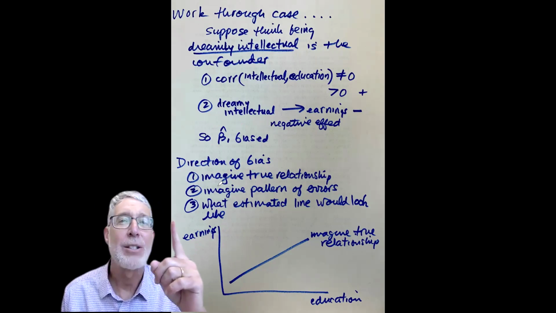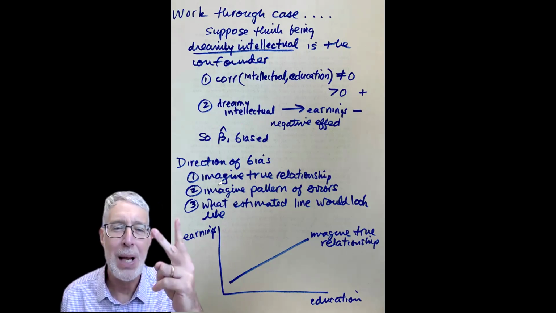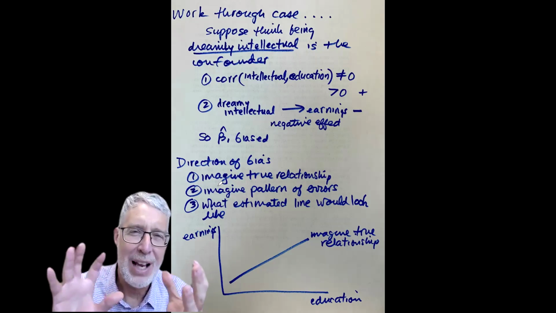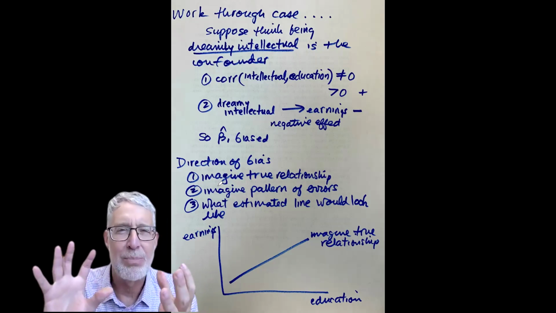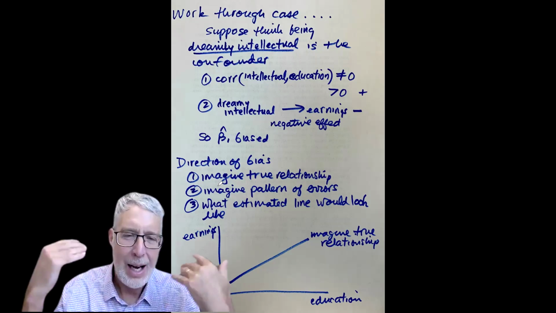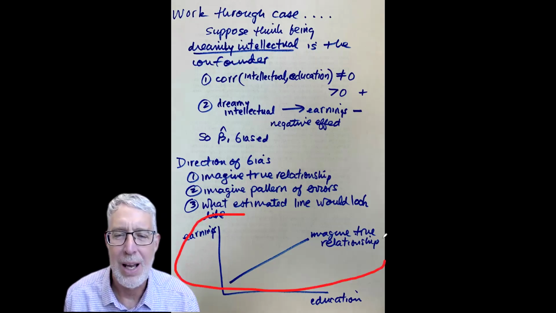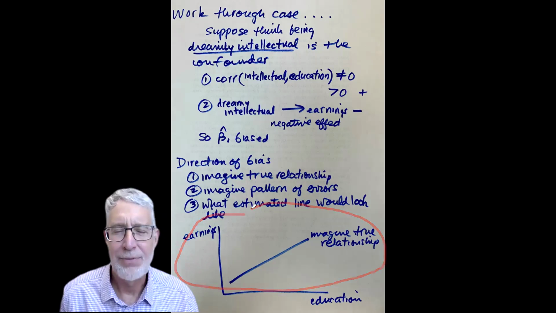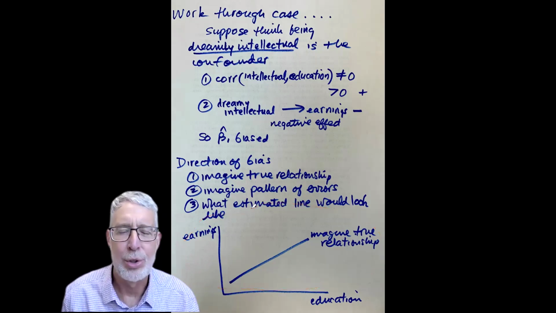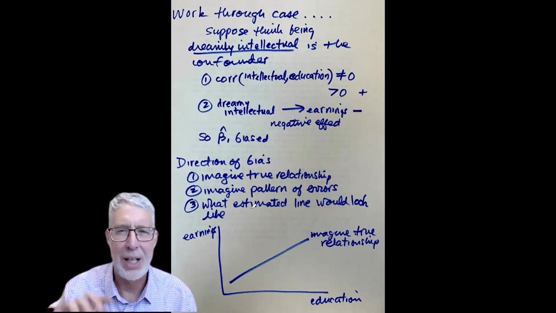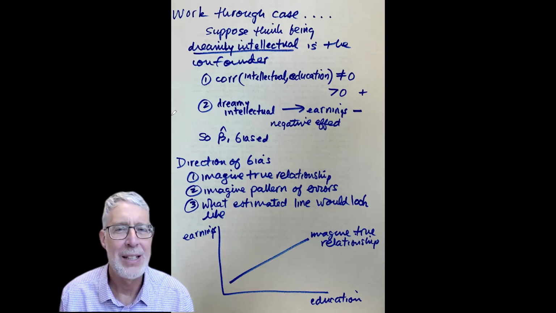We imagine a true relationship. We see what the pattern of errors would be with this unobserved attribute, this condition of being dreamily intellectual, and then we see what the estimated line would look like. So as usual, we have our first step. We imagine that there's a true positive relationship. The more education you have, the higher your earnings. We're all in agreement that that's probably the case.